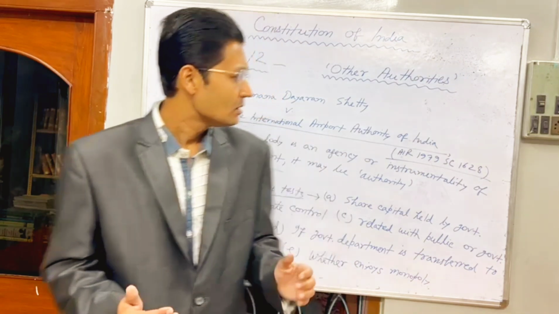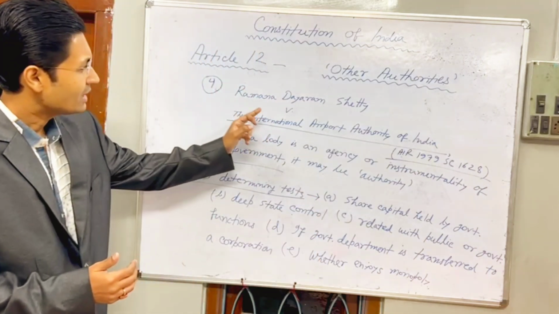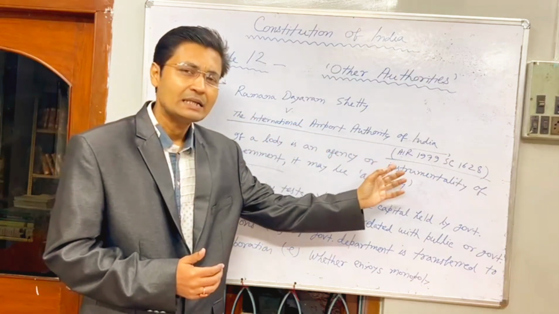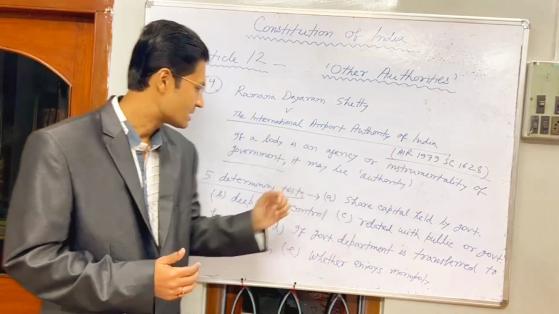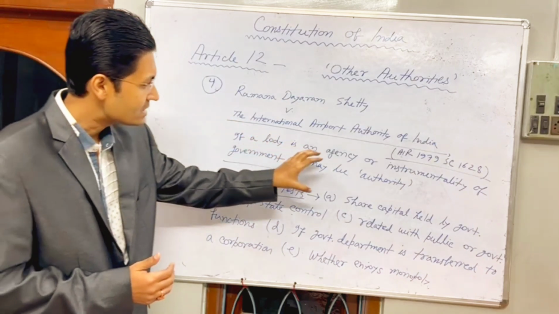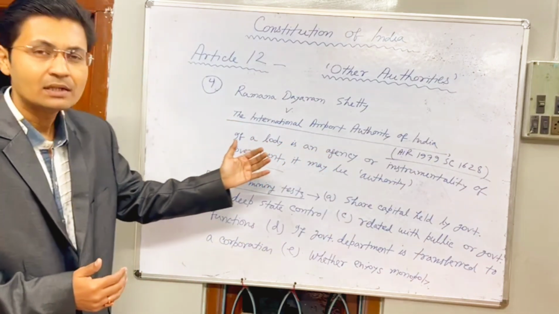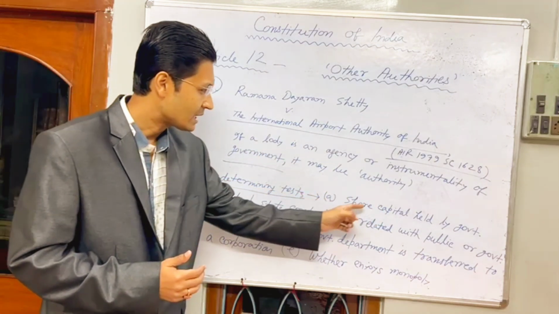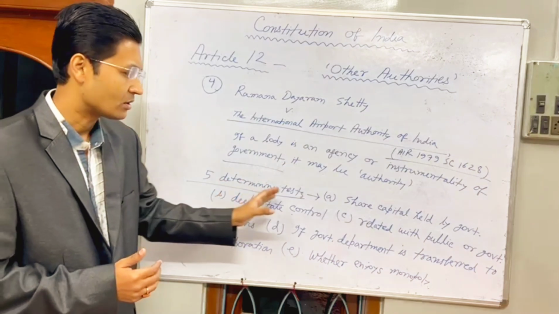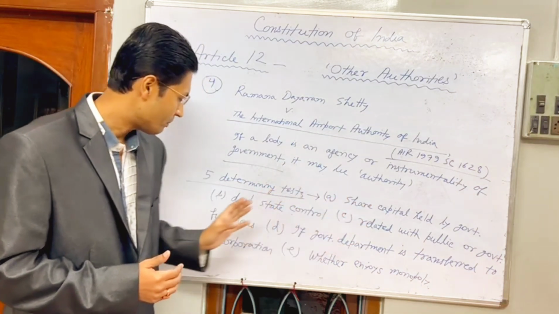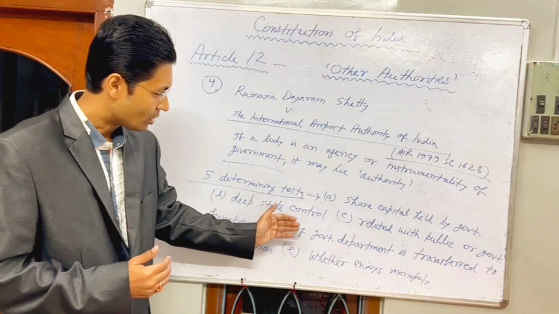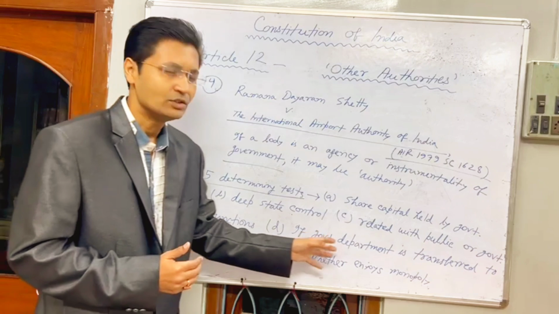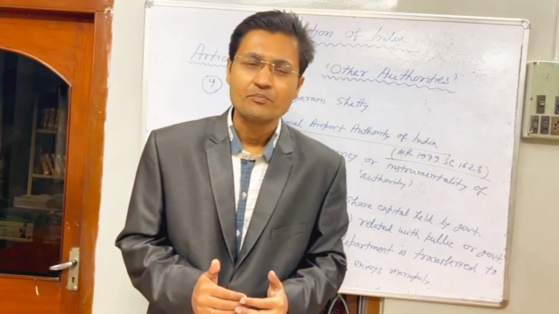So in this judgment, that is Ramana Dayaram Shetty versus the International Airport Authority of India, AIR 1979 Supreme Court, as I have discussed, if a body is an agency or instrumentality of government, it may be an authority. And the 5 determining tests are: share capital held by government, deep state control, relation with public or government functions, whether a government department is transferred to a corporation, and whether it enjoys a monopoly. So these are the 5 determinants.